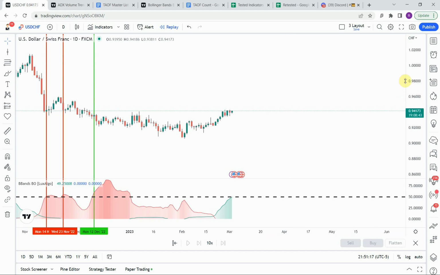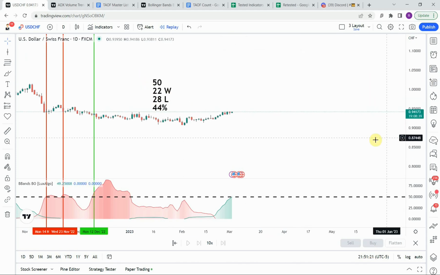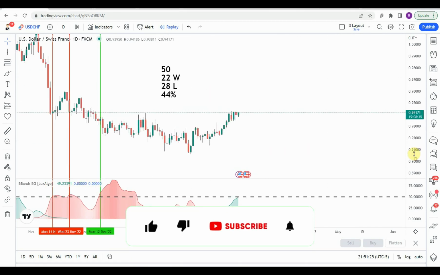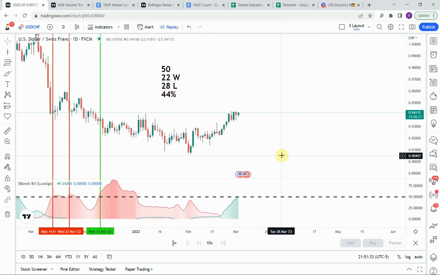All right, so let's go ahead and take a look at what this was able to achieve in the advanced test. All right, so we did the 50 trades like normal. Out of those 50 trades, we got 22 winning trades. We got 28 losing trades, and that puts us at a 44% win rate. And so obviously that's not going to maintain that 60% win rate criteria that we are looking for.